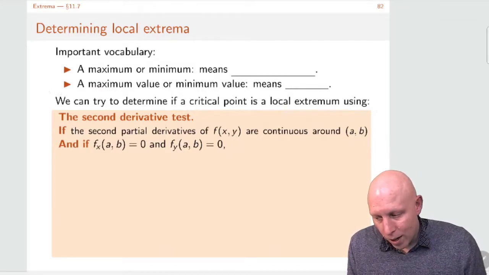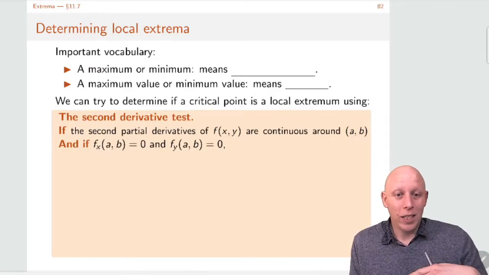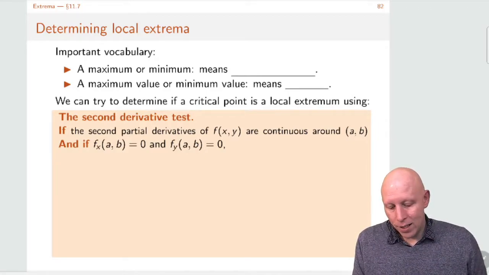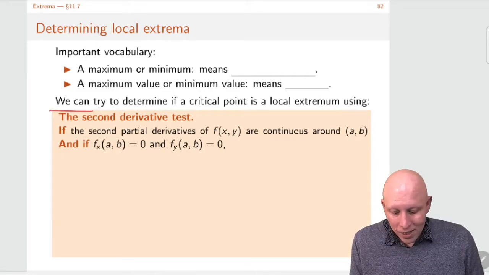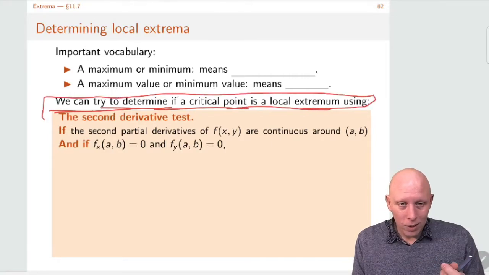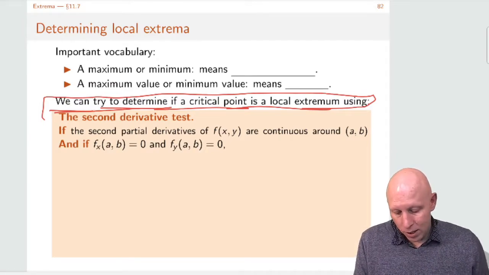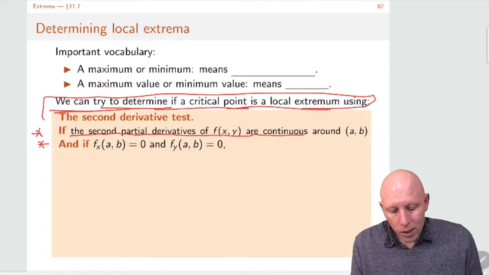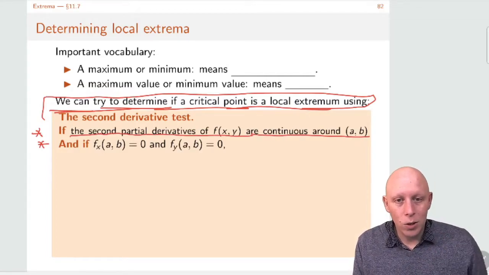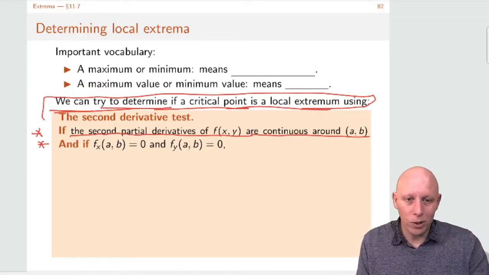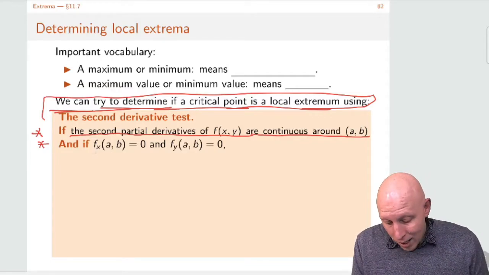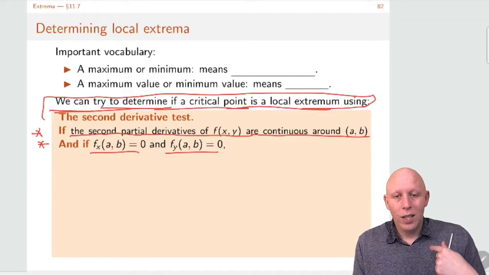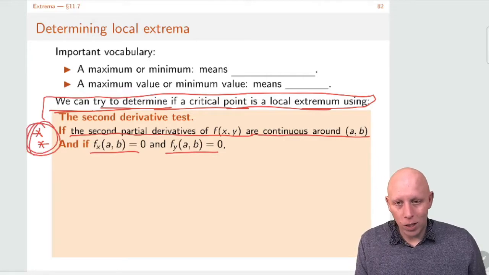So that's what's happening in this definition. Not all is lost. We said we'd like to figure out when a function has a local max or a local min, and the way we can figure this out is that we have a test, a way to figure out whether a critical point is a local extremum or not. You need two things to be true. If the second partial derivatives are continuous around (a, b), so if you can take two derivatives of your function, both x partial derivatives, both y partial derivatives, and the mixed partial derivatives, and if the partial derivative with respect to x and the partial derivative with respect to y are both 0, then you can use this test. So these things need to be true before we can use this test.